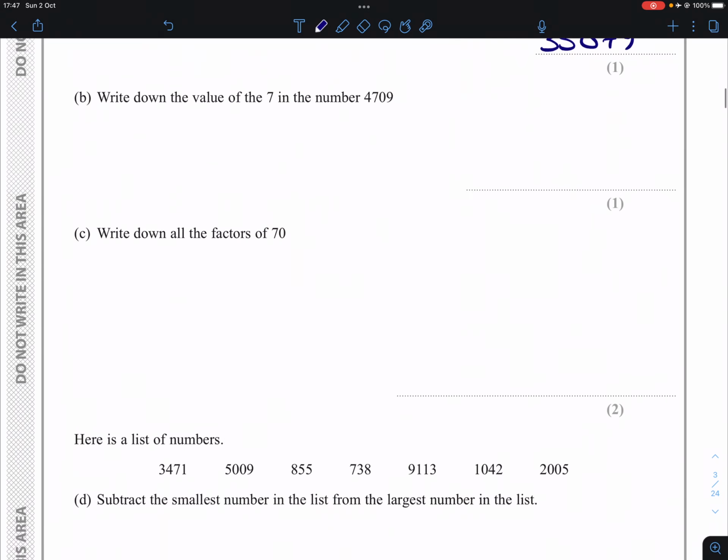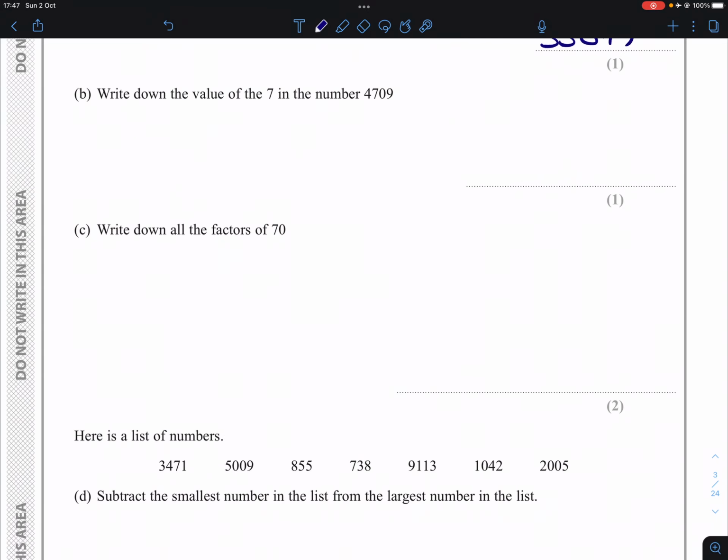Part B, write down the value of the 7 in the number 4,709. So 700, or you could write it as 700 in words, either way. That's that one. Part C, write down all the factors of 70.